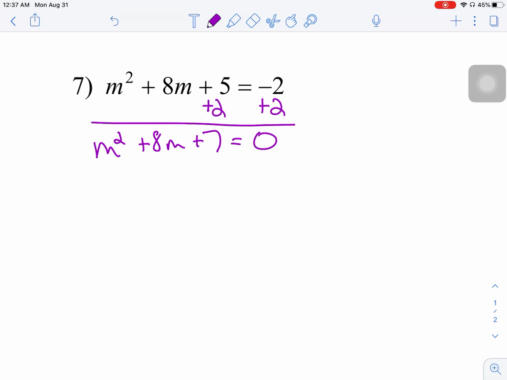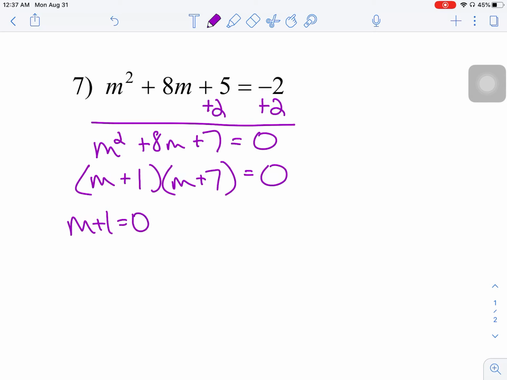Now that it's equal to 0, factor it. So looking for two things that multiply to 7 and add up to 8. So plus 1 and plus 7. Set each factor equal to 0. So m is equal to negative 1, m is equal to negative 7.